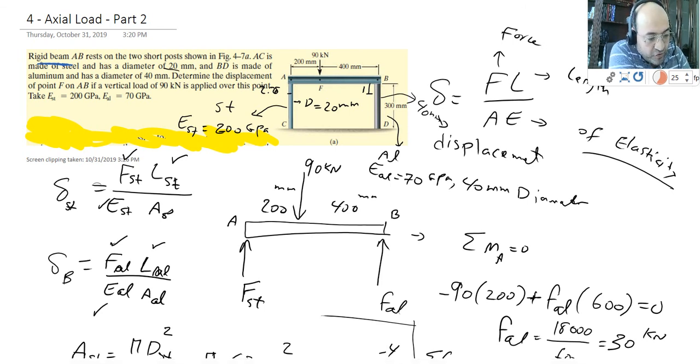We apply the force 90 kilonewton on it. Now the question asks us that, again, AC is made of steel with the diameter of 20, and then BD is made of aluminum with the diameter of 40. They give me the E for the steel and E for aluminum, the modulus of elasticity for these two. I also know their diameters.